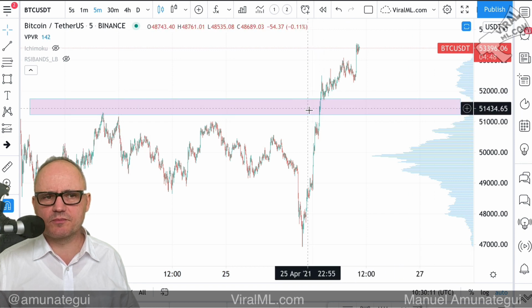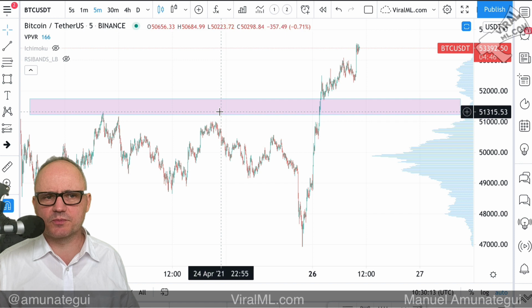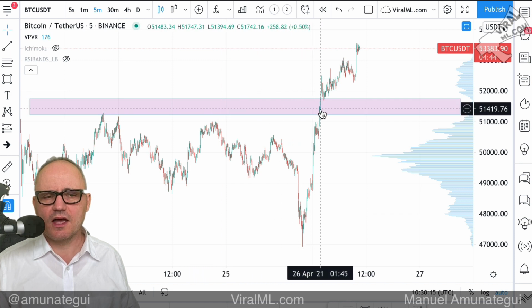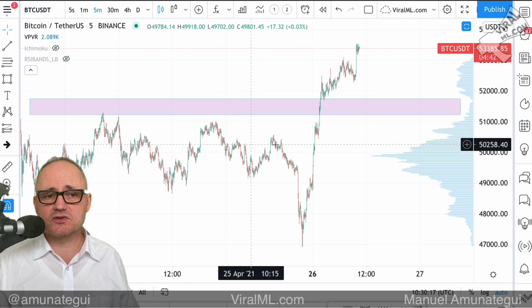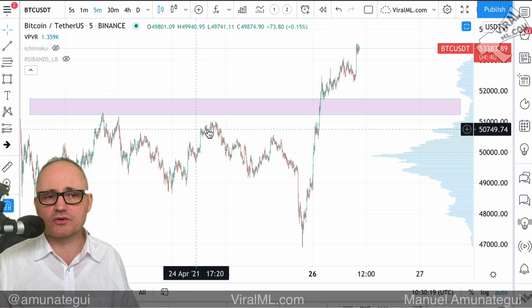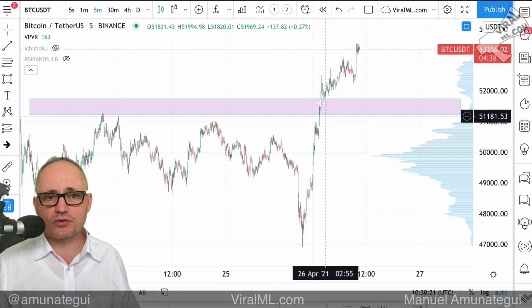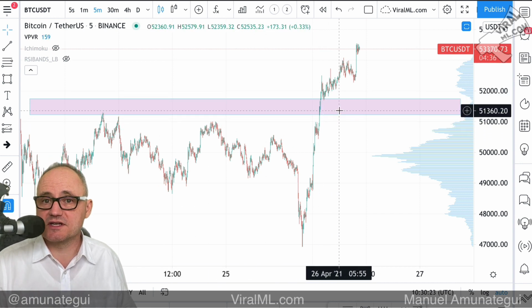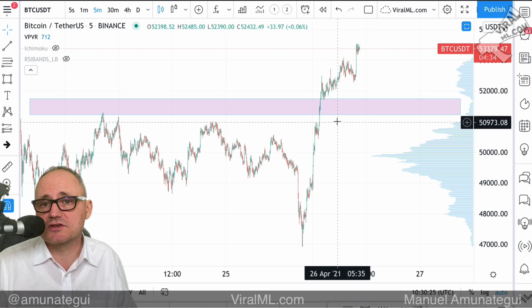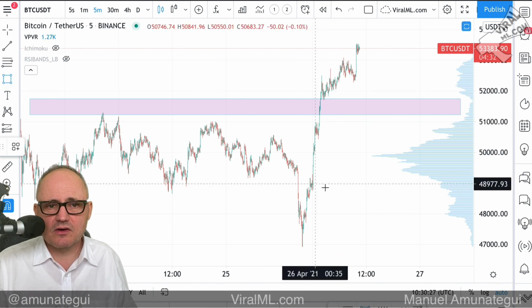So we know this should act as support. It kind of acted as support here as well, and it broke out, right? So this is one that if you are bearish and you're shorting this, if you go through this resistance you need to get out, right? Because the story changes. And the same thing goes the other way around, right?